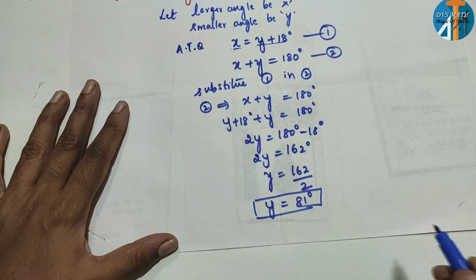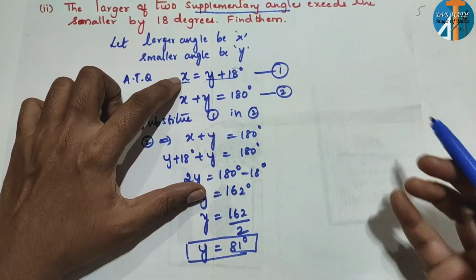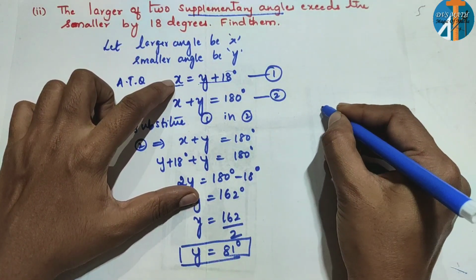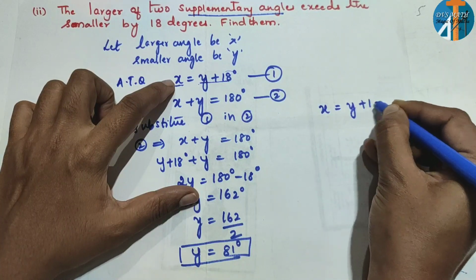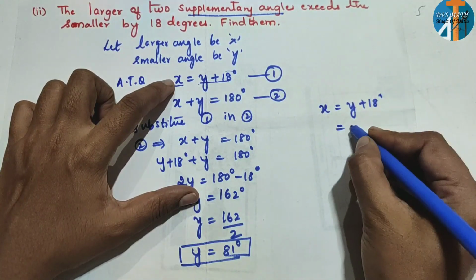Now you got the value of y. Now let us find the x value. So here what is x? x is equal to y plus 18 degrees. So y, what did we get?